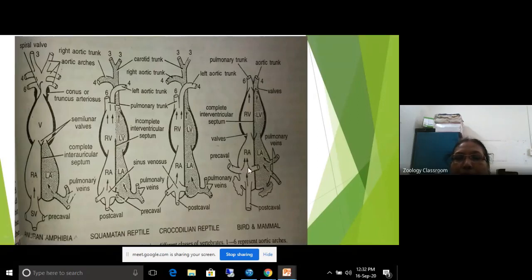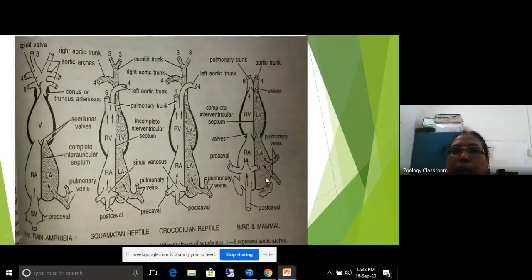This is the postcaval vein. This is the right, and these are guarded by a valve. It is called the Eustachian valve. So this is the right auricle. This is the left auricle. In this left auricle, there is an opening of the pulmonary vein, which collects blood from the lung.